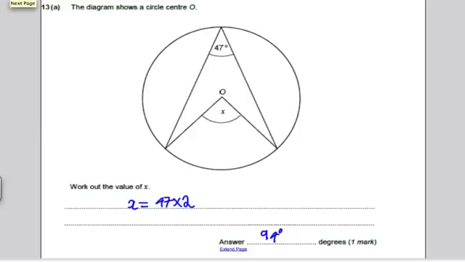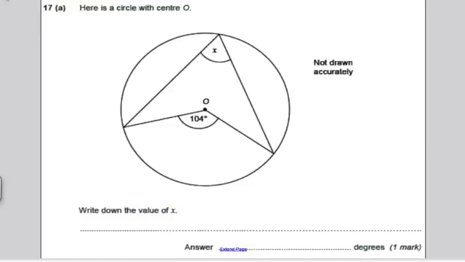Next question, pause it, have a go, and I'll talk in 10 seconds. Okay, same rule again: angle at centre is twice angle at edge. This time you have to halve it because you want the angle at the edge, so x must equal 104 divided by 2. The answer is 52 degrees. Again, if they've asked for a reason: angle at centre twice angle at circumference.